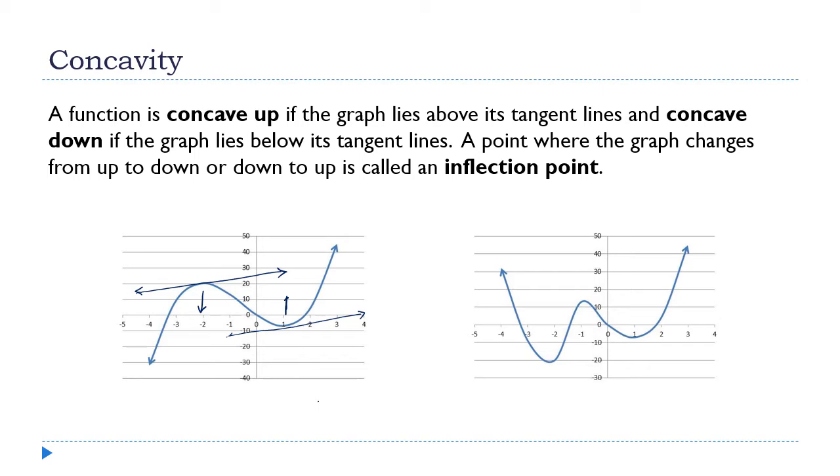Visually, I think of a graph that's concave up as having this kind of upward U shape, like it is here and here, and a graph that's concave down has kind of a downward U shape, like this graph has here in the middle piece.